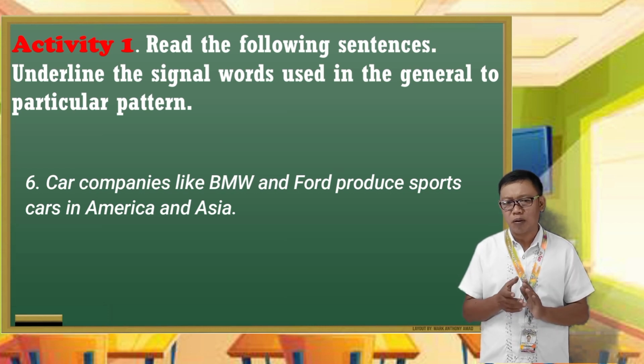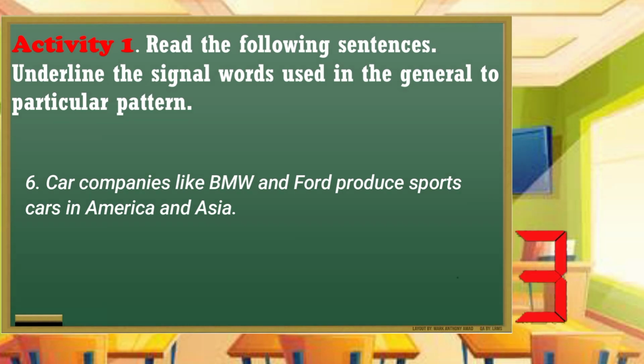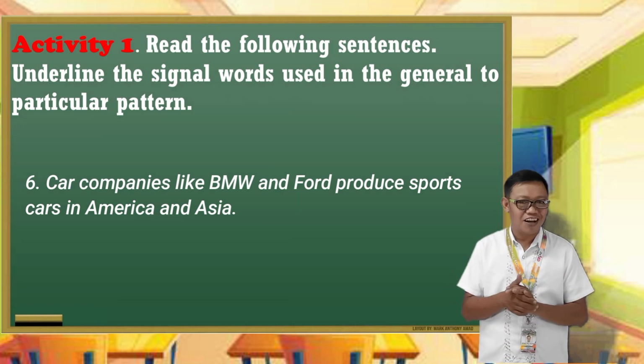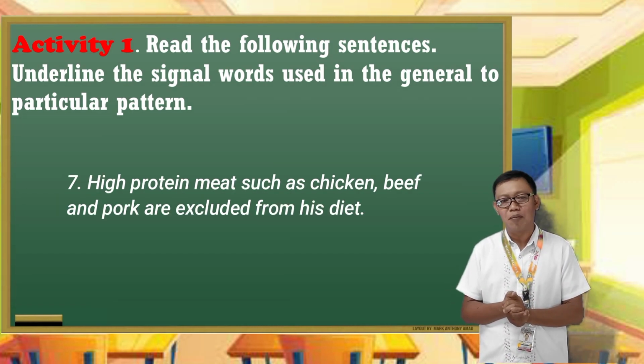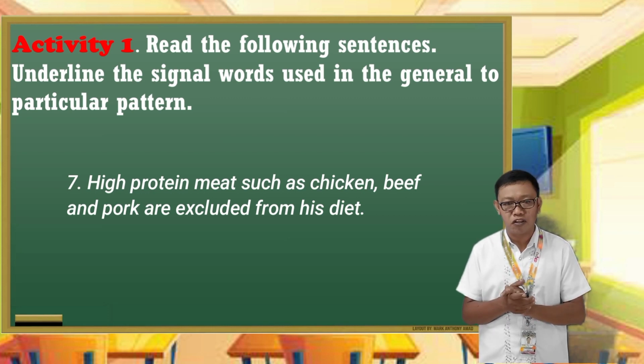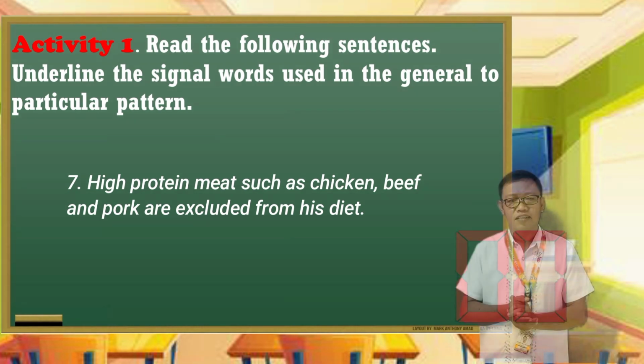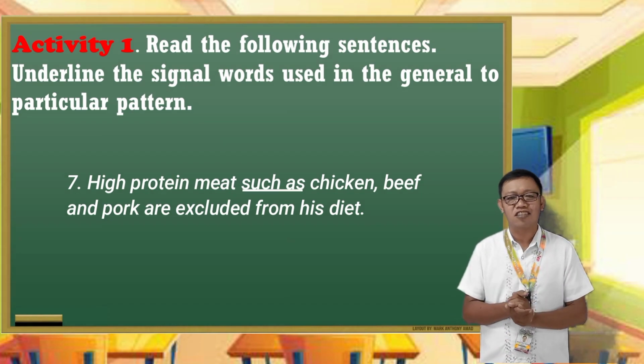Car companies like BMW and Ford produce sports cars in America and Asia. The answer is like. The word like. Number 7. High protein meats such as chicken, beef, and pork are excluded from his diet. The answer is such as.